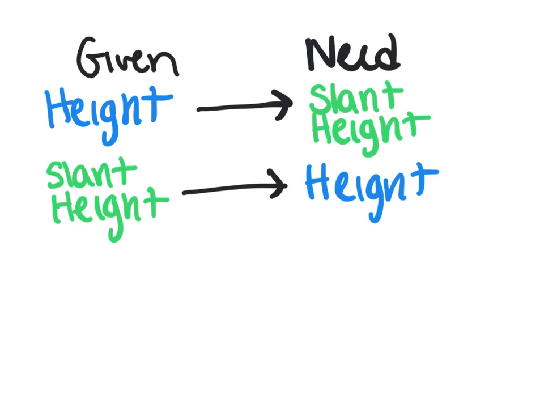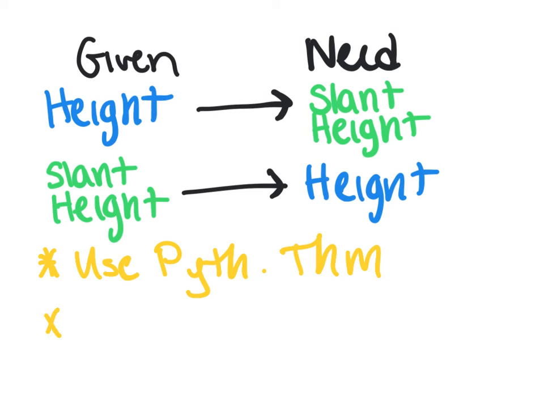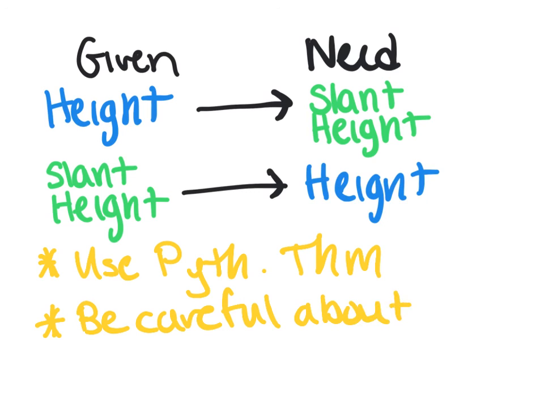So essentially, as the key takeaway from this video, whether you are given the height and need slant height, or given slant height and need height, whichever you are doing, the key thing is that when you get stuck, you need to use Pythagorean theorem and be careful about which height you use.